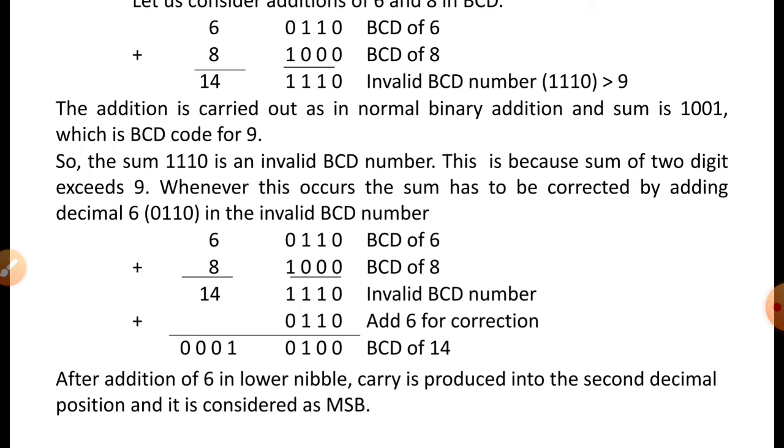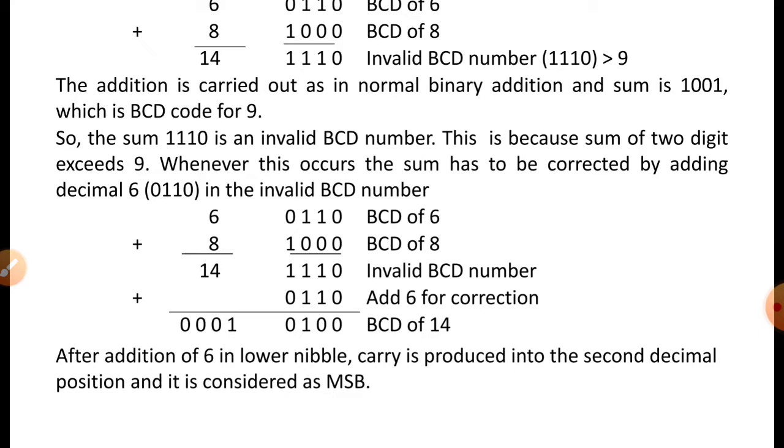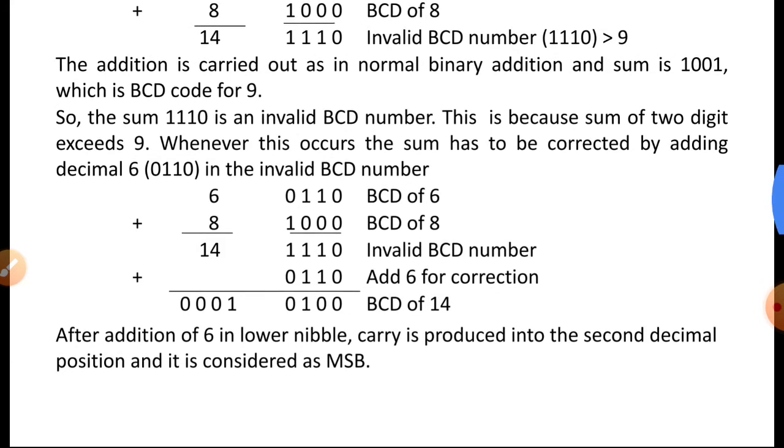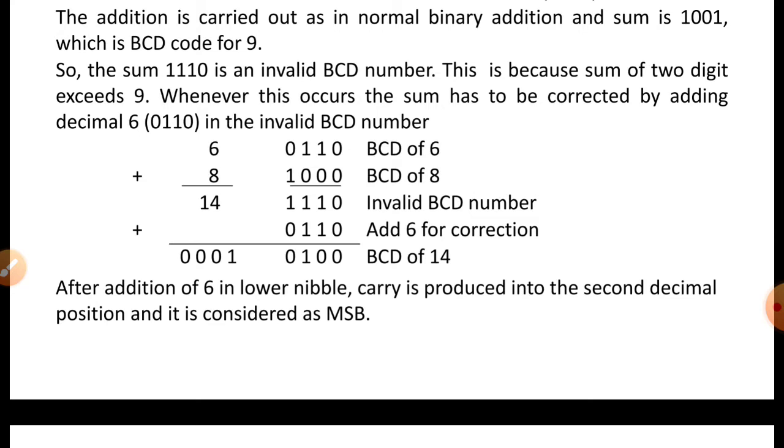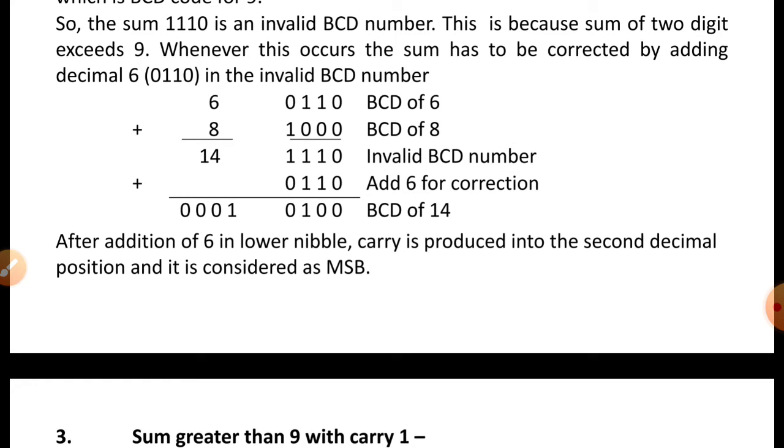The sum we are getting in this example is 1110, but this is not the correct BCD form. So we add decimal 6 to it. 1110 is added with 0110, which is equivalent to decimal 6, and the result is 0001 0100. After the addition of decimal 6 in the lower nibble, there is a possibility that a carry is generated, and that carry will be considered as the upper nibble, that is the 4-bit number, represented by 0001.